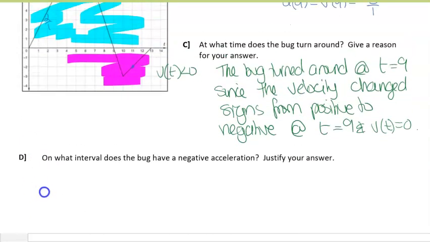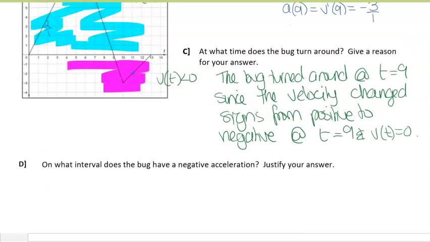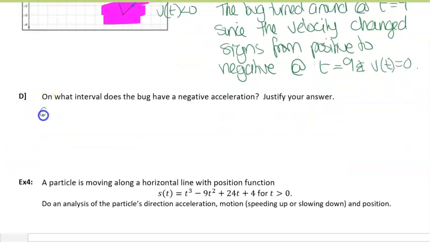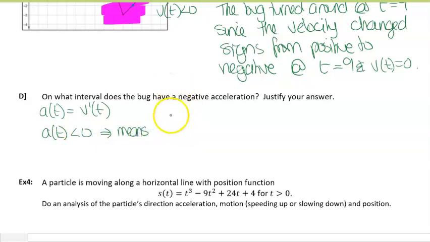And what interval does the bug have a negative acceleration? Right, so negative acceleration, so let's think about this. Acceleration is the derivative of velocity. If a of t is less than 0, that means the slopes are negative, which means they're going down to the right.